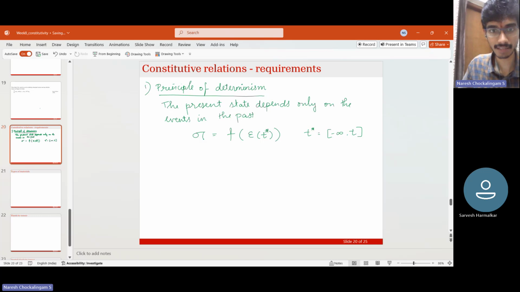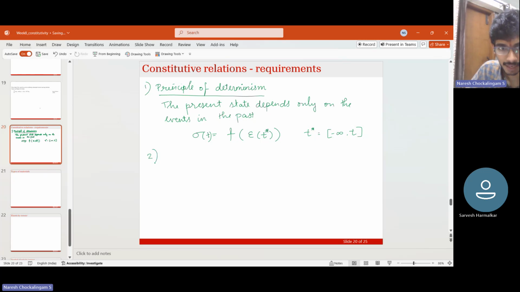So suppose the stress at the current time instant t depends only on the strains in the past, right? So this is the principle of determinism. The stress at the current instant cannot depend on the strain in the future. So you cannot have a t star greater than t that determines the stress at the time t. So this is one physical idea. You don't expect the current events to depend on events in the future.